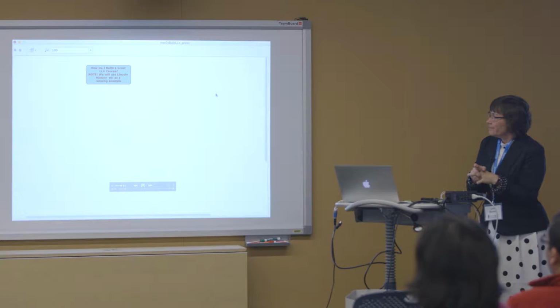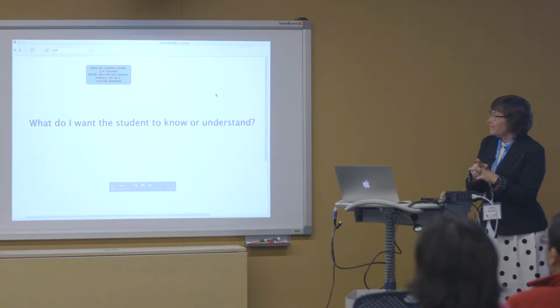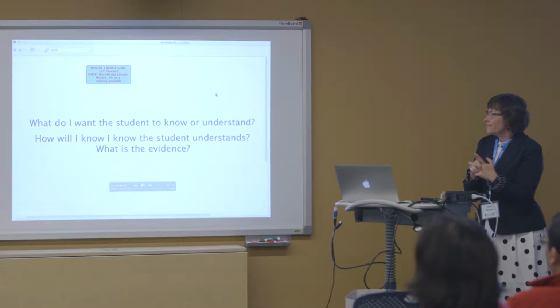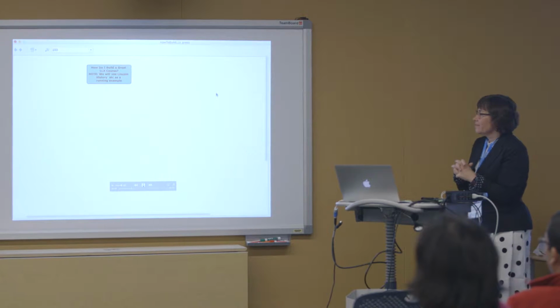To start, we call the 3 understanding by design questions. What do I want the student to know or understand? How will I know that the student understands? What is the evidence? What do I need to put in place so the student can learn?